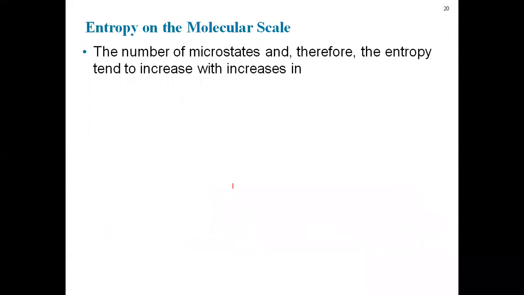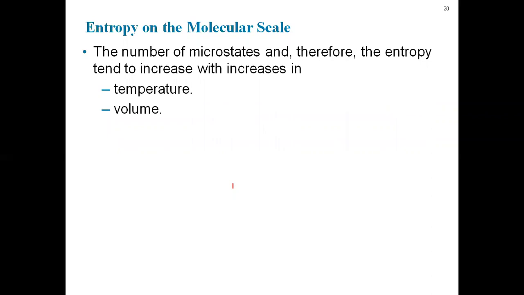All right, so the number of microstates and therefore the entropy tend to increase with an increase in temperature. And we saw the reason: when the temperature increases, the distribution of the speed of the molecules increases. So therefore, we have a larger variety of the speed of the molecules. If the speeds are different, the kinetic energies are different. So therefore, we have more microstates.